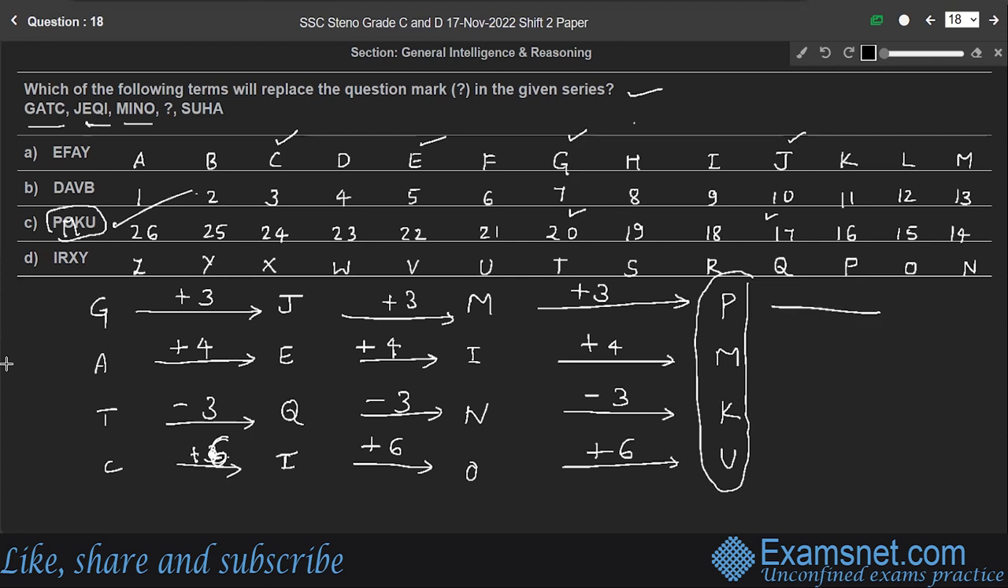To verify this answer, we'll consider the last cluster also. First letter plus 3. P plus 3 is 19, which is S. And second letter plus 4. M is 13 plus 4 is 17, which is Q. Third letter minus 3. K minus 3 is 8. 8 is H. And fourth letter plus 6. U plus 6 is 27, which is nothing but A. SQHA. Therefore, option C is the right answer.